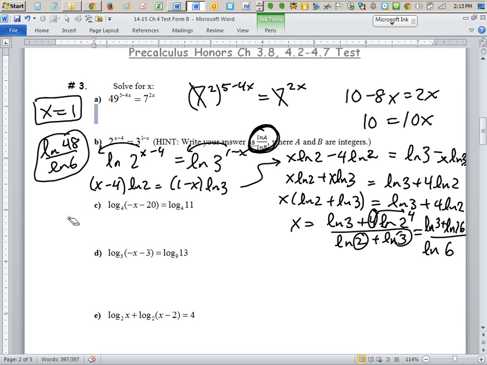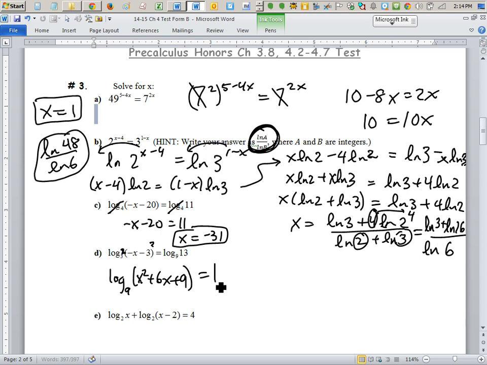Alrighty. The next one, you can see they both have a log base 4, so the logs are 1-to-1 functions. So you can just cross those out, and if you solve this, you get x equals negative 31. On the next one, you can't cross them out yet, but you can square the base and the argument at the same time. We talked about that. So this now reads log base 9 of x squared plus 6x plus 9 equals log base 9 of 13, and then you can cross out the log 9's.